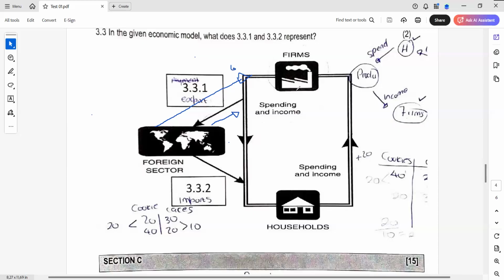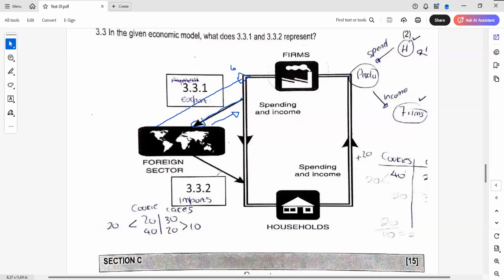So these are imports. Imports are what in the economy? They are a leakage in the economy, right? For these imports, the firms would have to pay the foreign sector for these imported goods and services. So this arrow again can represent the payment of imports, right? So you get it now. This arrow can represent payment of imports, or it can represent the export of goods from the firms to the foreign sector. I hope you got that.